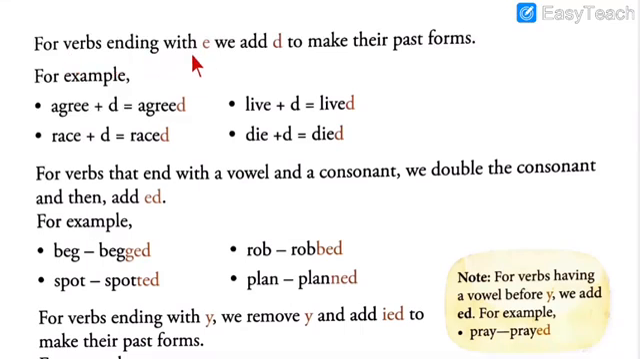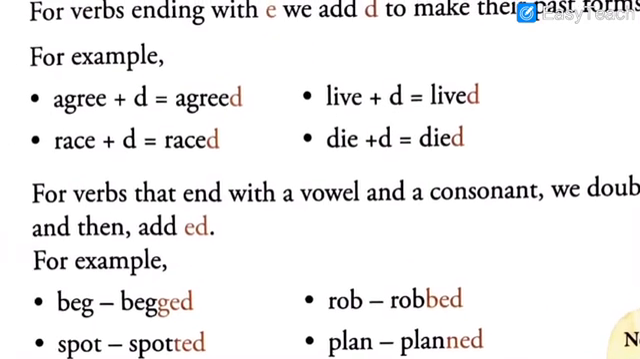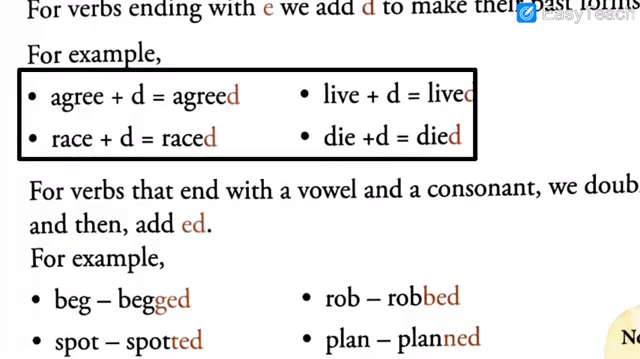For verbs ending with E, we add D to make their past form. So whenever you see the verb, the action word, ends with the letter E, at that time, if you want to make that verb in the simple past form, you just have to add D. How? See the example, the clear elaboration is given here.